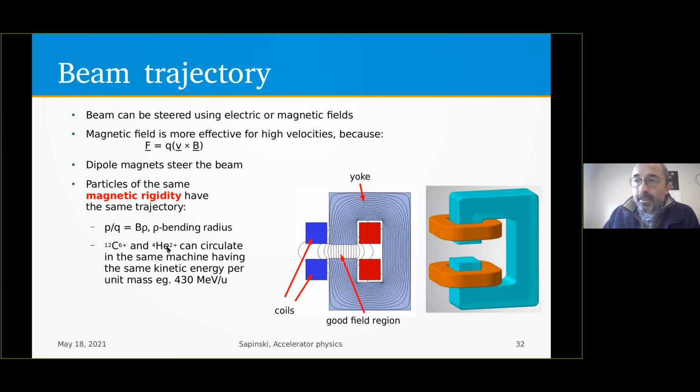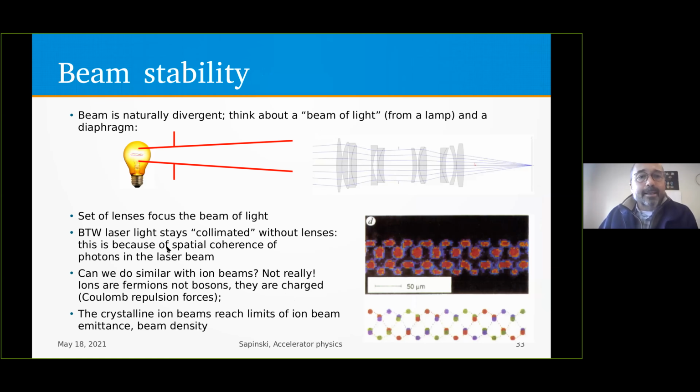Before, I said that we usually accelerate beams of one type of particle, but we can actually have several types of particles at the same time in the machine, and we can use it in our favor. There are some techniques in hadron machines, in hadron therapy, which try to take advantage of this possibility of accelerating different ions at the same time. All right, then we go to beam stability, and we will spend most of the time on beam stability now.